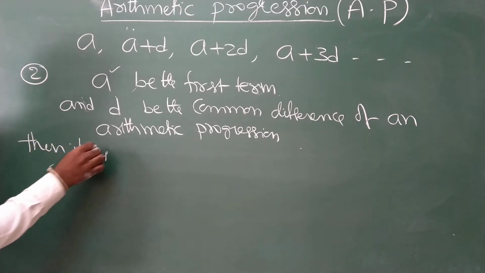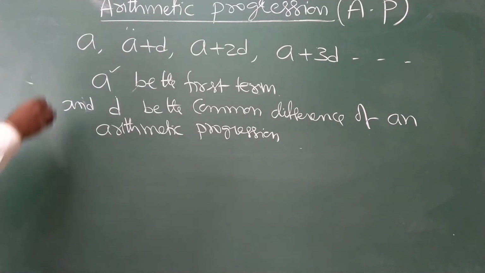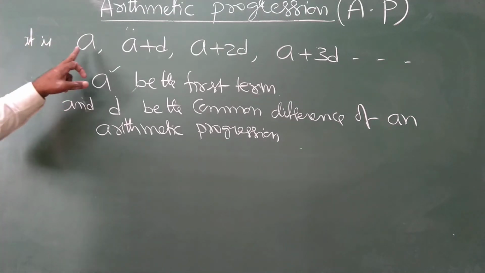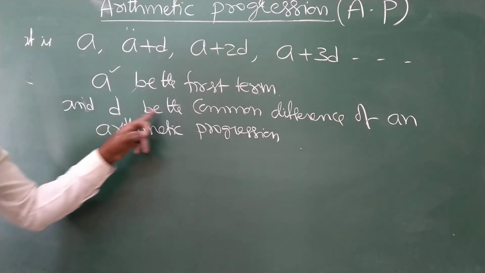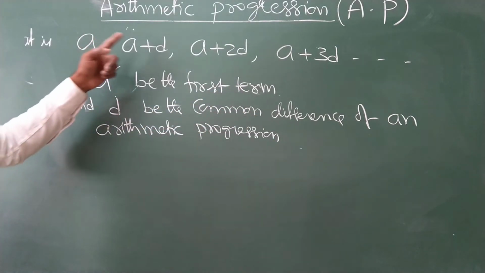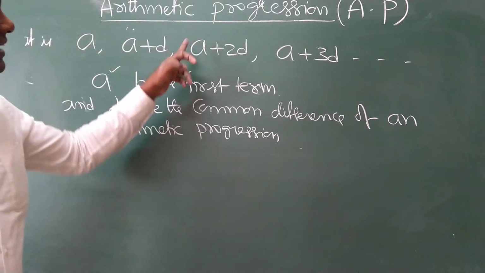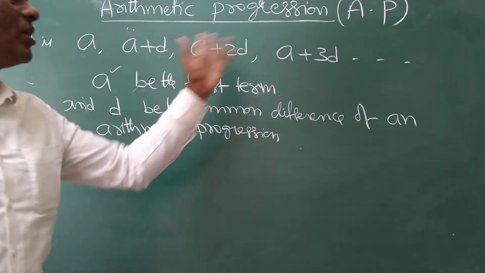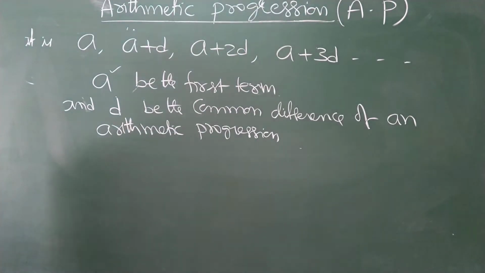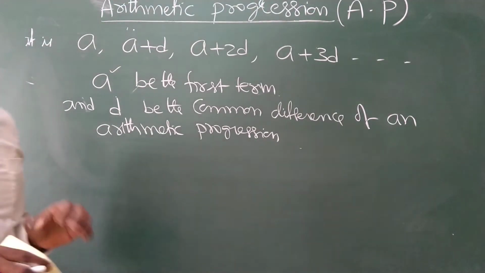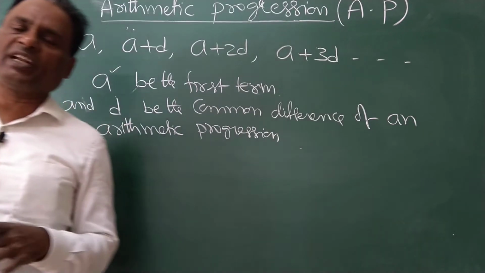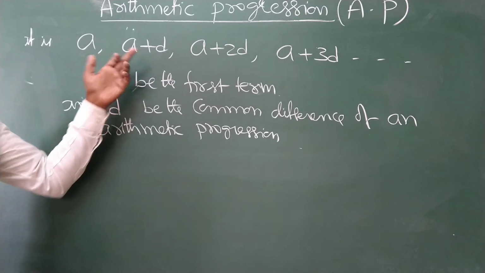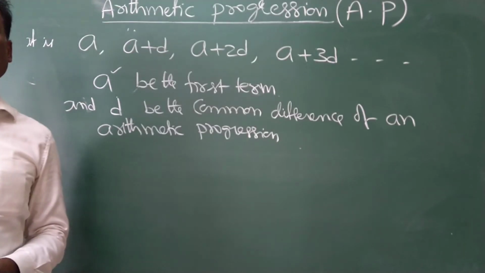Then what is the general form of arithmetic progression? First term is A, D is the common difference. Then how to get the next term? A plus D. Again add D, A plus 2D. Again add D, A plus 3D, and so on. This is the general form of arithmetic progression. This is the basic which I explained for the arithmetic progression. First term will be given, difference will be given.